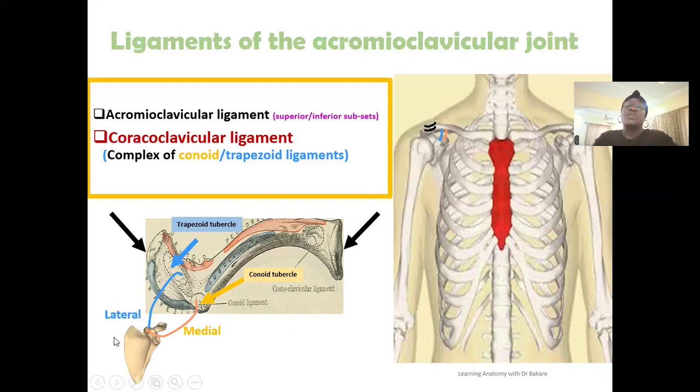So you see that this coracoclavicular ligament is like a two-in-one ligament, having a medial compartment and a lateral compartment. The medial compartment is formed by the conoid ligament, while the lateral compartment, which is located more laterally, is formed by the trapezoid ligament. So these two ligaments come together to form the coracoclavicular ligament. They help reinforce the acromioclavicular joint because they connect the coracoid process of the scapula to the inferior border or surface of the clavicle, specifically at its lateral region. This is what is projected here in this image.